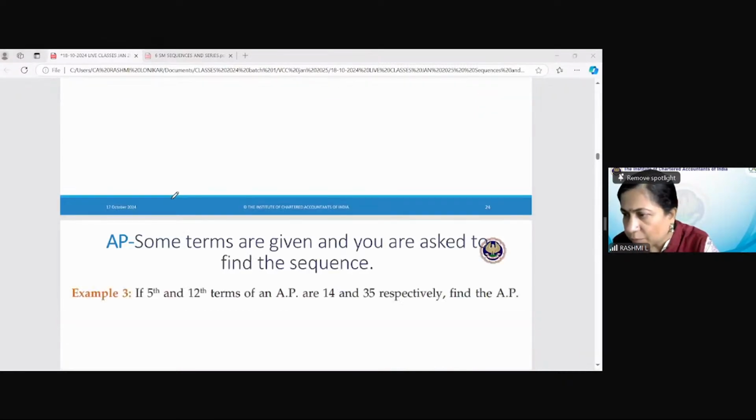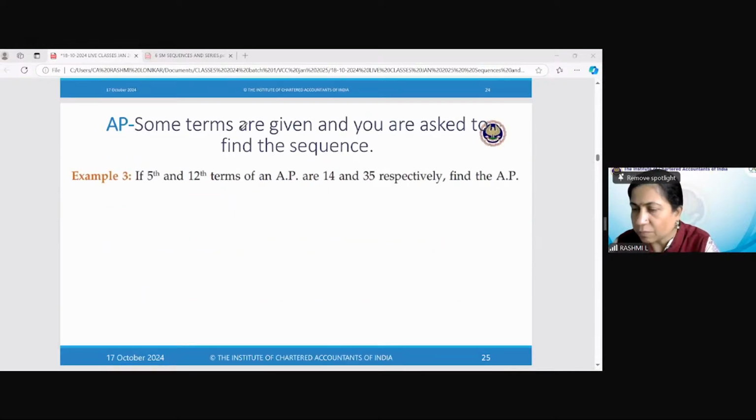Mr. Pawan, you have understood, and madam, you go ahead with another example. Yes, sir.